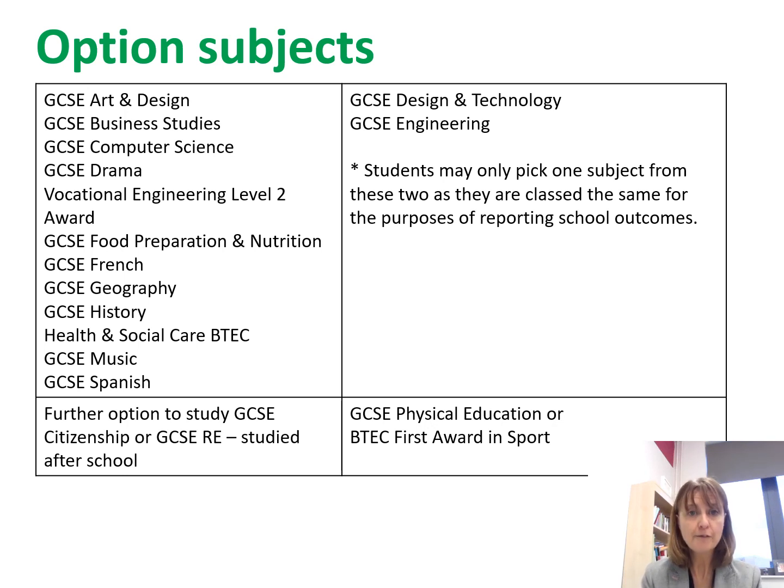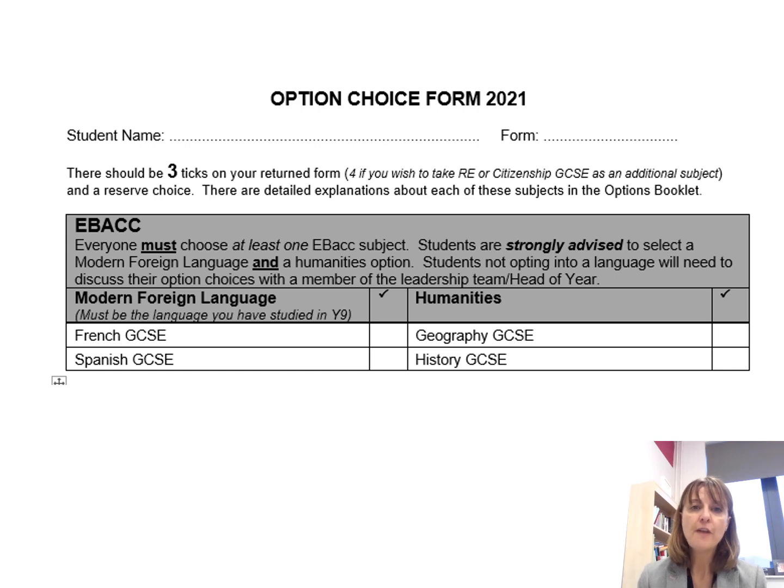Students do not have to choose these, but they can if they wish. And so finally, looking at the option form. Now, just to be really clear, when you're looking at the form together, and I'm showing you a third of the form here, altogether the students have to have 3 ticks on their returned form.